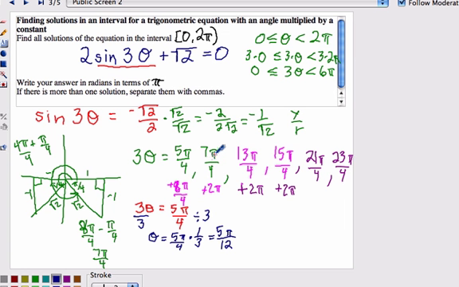So basically I'm going to do the same thing to each of these values. I'm going to divide each value by 3, essentially. I'm going to multiply each of these values by 1/3. So that's going to give me theta equals, if I multiply this by 1/3, remember I get 5 pi over 12, comma, so I'll write a little higher on that one. And then this one is, when I multiply this by 1/3, I get 7 pi over 12.